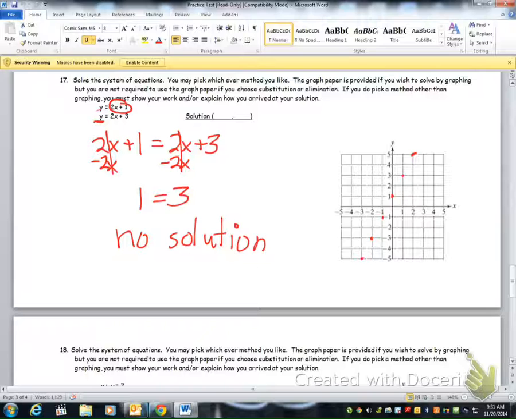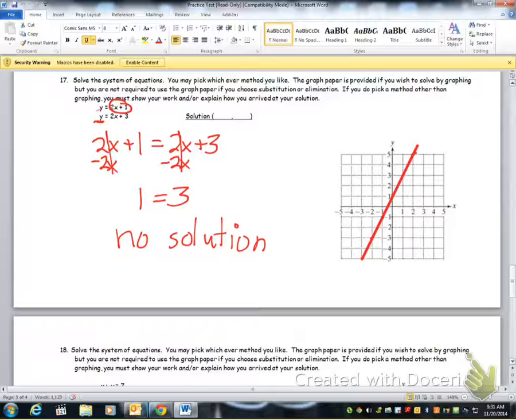I had people who were doing things by hand and finding not the right solution because their lines were crooked. So your lines have to be straight. Okay? So there's our first line. Now our next line is 2x plus 3.